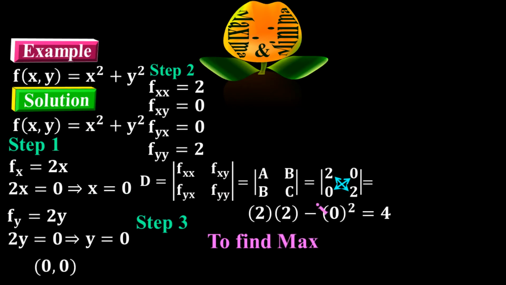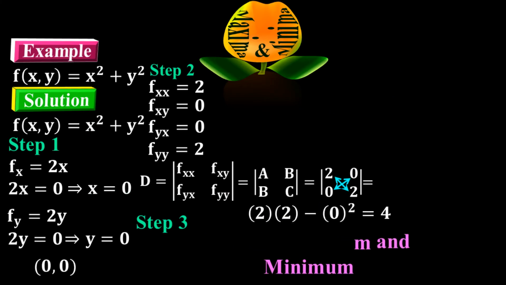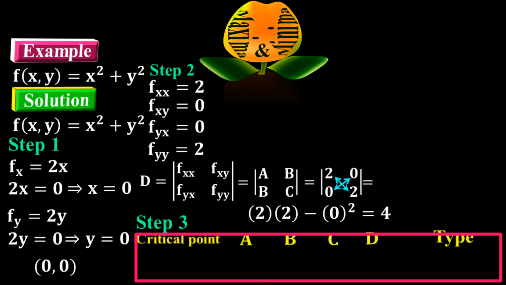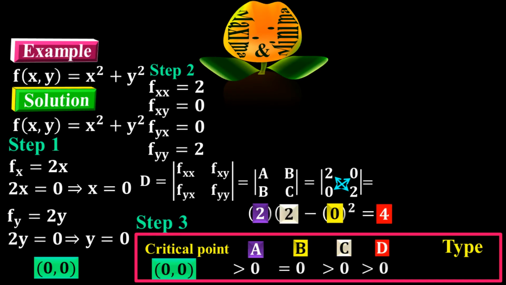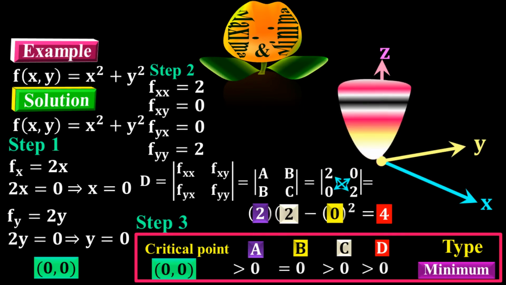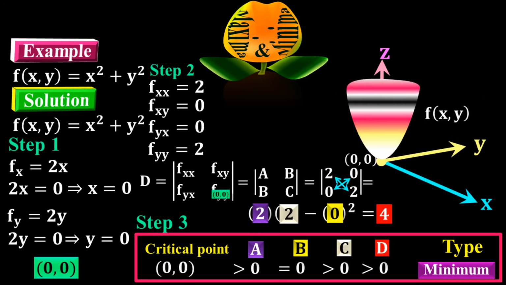Step 3. To find the maximum and minimum points. These are critical points, and if a is greater than 0, which is 2, and c is greater than 0, and d is greater than 0, which is 4, then the point will be a minimum point. Let me show it graphically. This will be my point here in the x and y direction. At the origin, this is my minimum point.